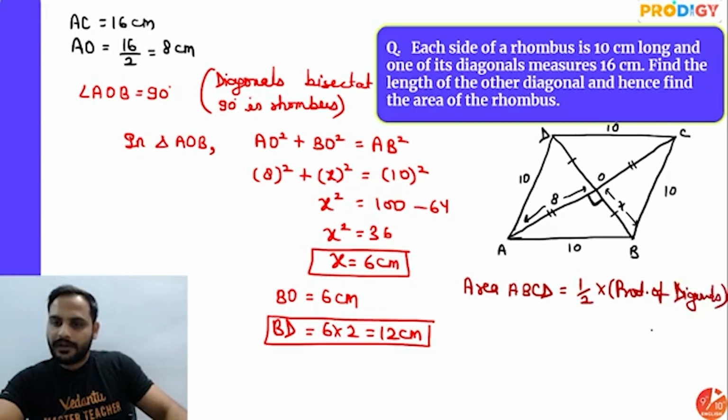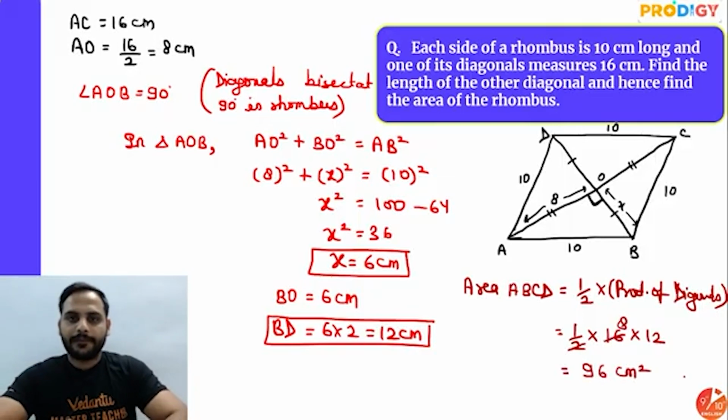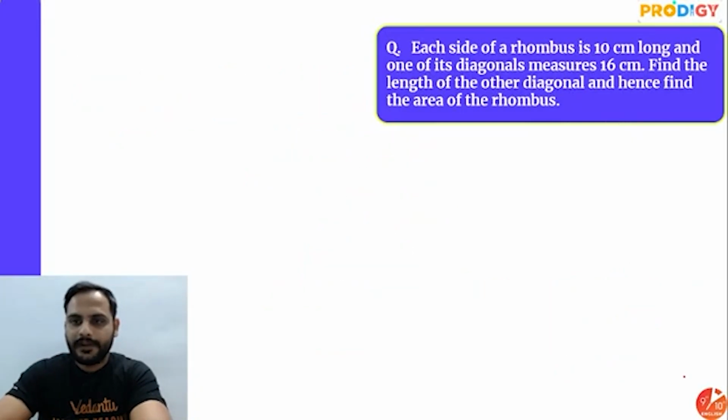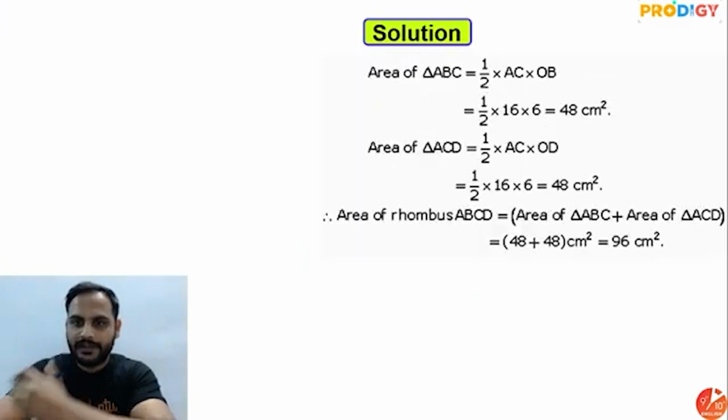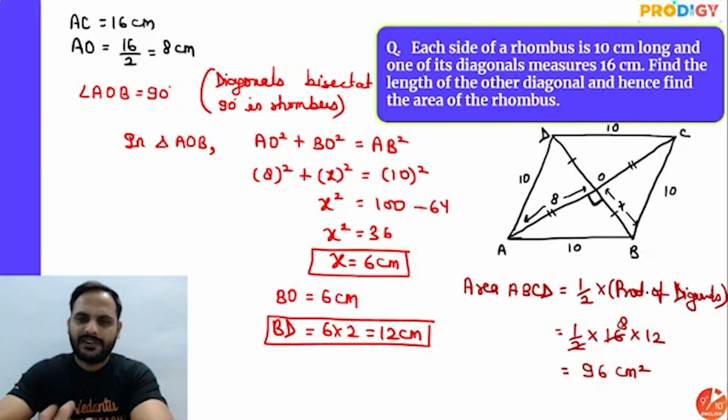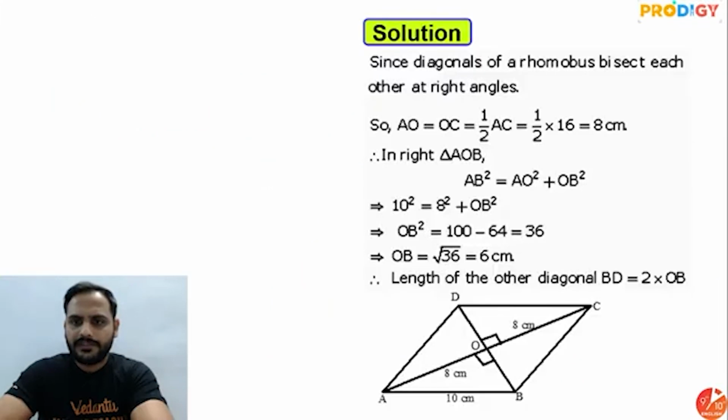This is the formula for directly getting the area of a rhombus. All right, so it is going to be half into product of diagonals, which is 16 into 12, so it is 96 centimeter square. All right guys, so this is how this question will be done. 96 centimeter square. Clear question? Direct, easy one. All right, okay children, let's go.